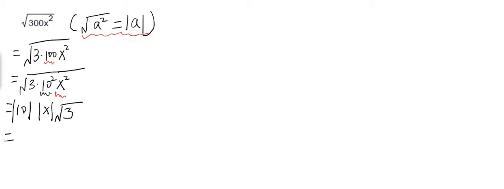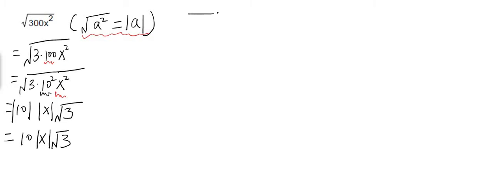The absolute value of 10 is non-negative because 10 is positive, so we can directly write 10. Because x is unknown, we don't know whether it is positive or negative, so we keep the absolute value sign here, and the answer is 10 absolute value x square root of 3.